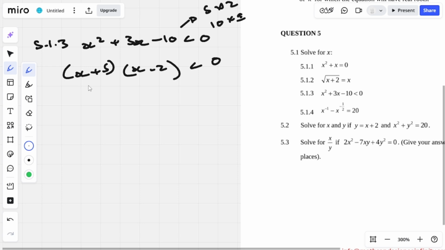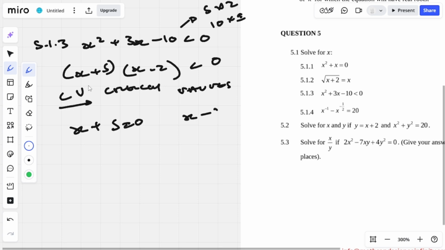So from there on, you're going to write CV, which means critical values. It doesn't mean your job application. Critical values, from which you're going to be able to write the equal sign. Before you write your equal sign, you have to write the CV at the top. So then my x value is going to be minus 5, and x is going to be 2. So these are our values.